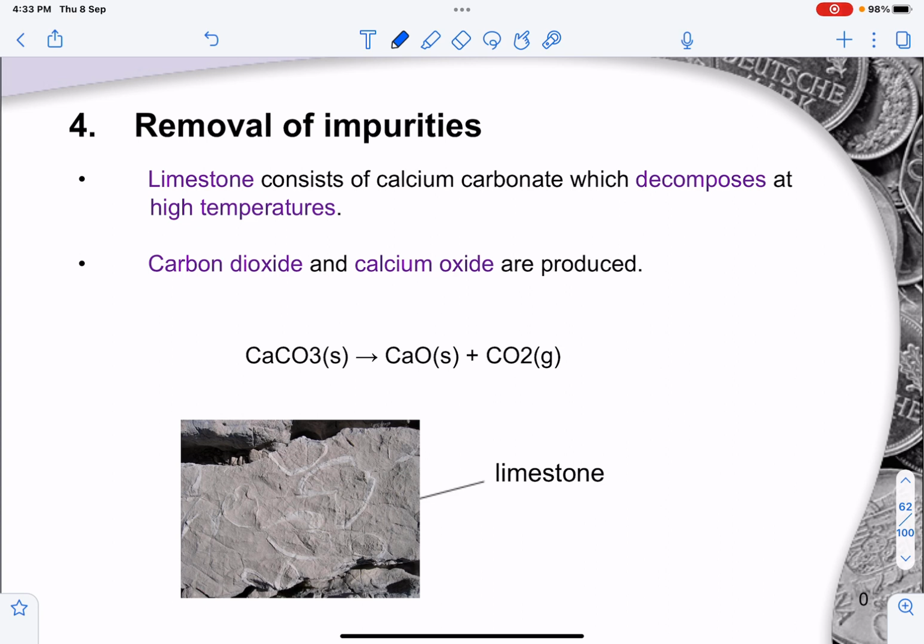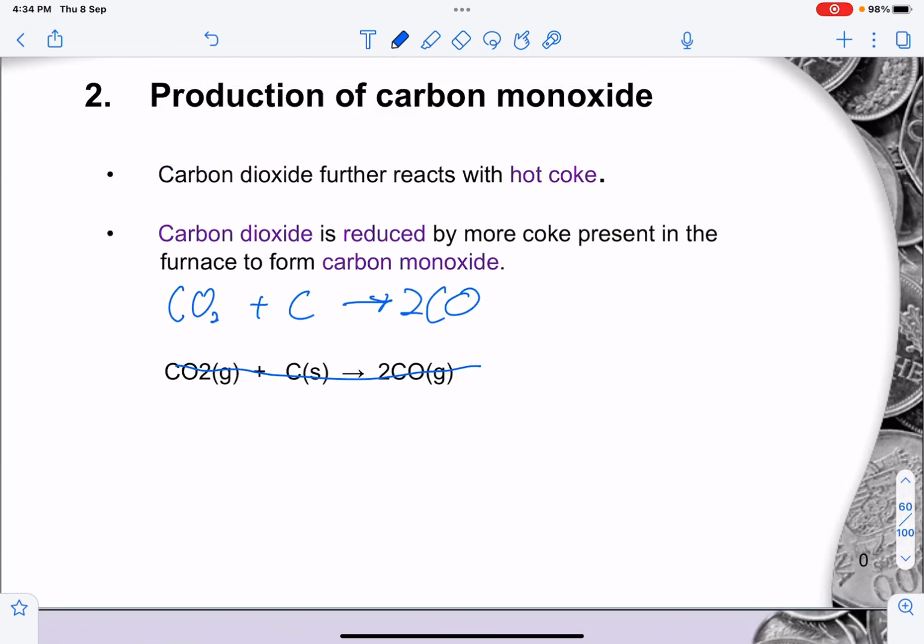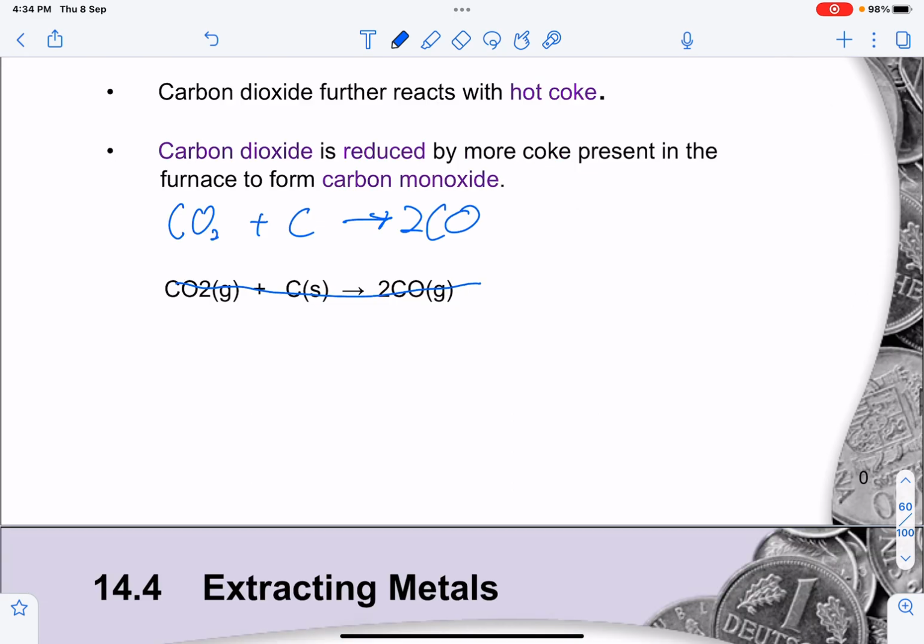Then finally is the removal of impurities. There are 2 main chemical equations for this. First of all, limestone consists of calcium carbonate that decomposes at high temperature. So you have your carbon dioxide and calcium oxide being formed from your limestone. So this is the first chemical equation for removal of impurities. So once you have your calcium oxide and carbon dioxide, you can see carbon dioxide can go back to form carbon monoxide in the second step again. That's why they use limestone.